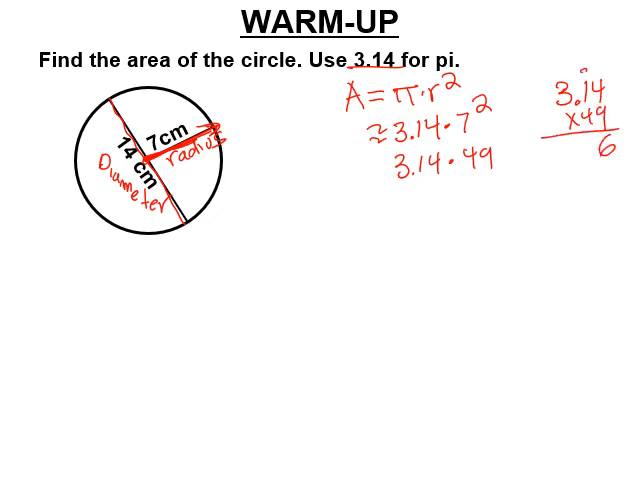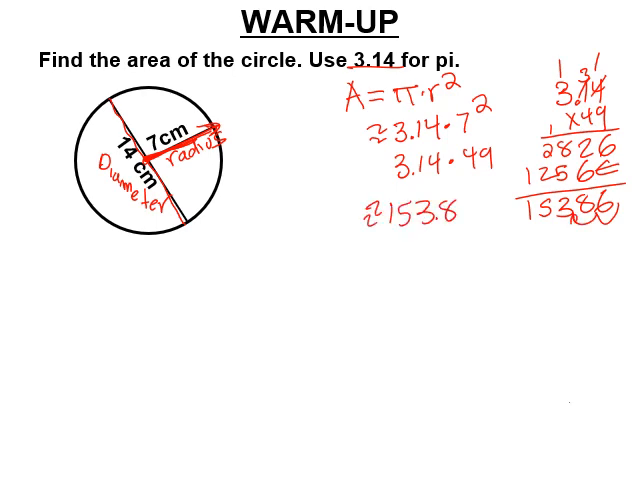9 times 4 is 36, and then 12, and then 27 plus 1 is 28. 4 times 4 is 16, and then 5, and then 12. We're going to move the decimal twice, and this is approximately 153.86 square centimeters. Now, on the test, you're not going to put the approximate symbol, you're not going to put the square centimeters, you're just going to type exactly 153.86 in the answer box.